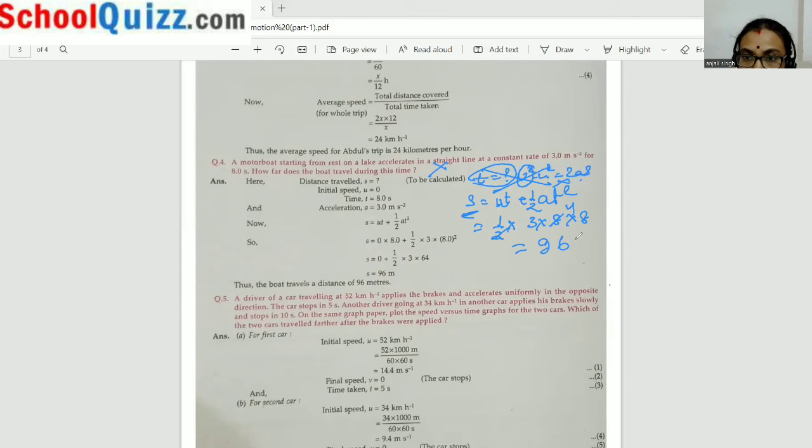Here distance is always represented in the form of meter. So the total distance is 96 meter. Total distance is 96 meter. I think this is clear to you. This is a very easy question, I think.